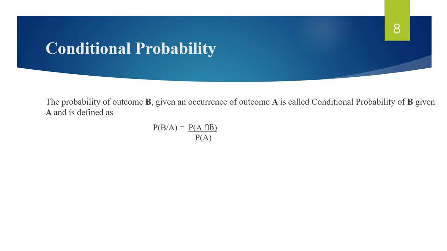It measures the probability of an event if another event has already occurred. In other words, we can say that conditional probability of an event is the probability of an event given that another event has already taken place before it. The probability of outcome B given an occurrence of outcome A is called conditional probability of B given A, defined as probability of B given A is equal to probability of A intersection B divided by probability of A.